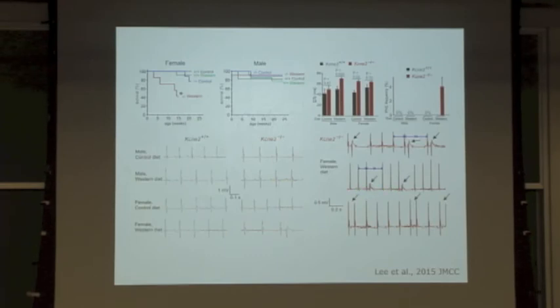So we're very excited. It's the first time we've actually seen what you might call a real spontaneous arrhythmia in a mouse. We have to give them a Western diet to do that. But it happens without us doing any pacing or without us opening the mice up or anything.